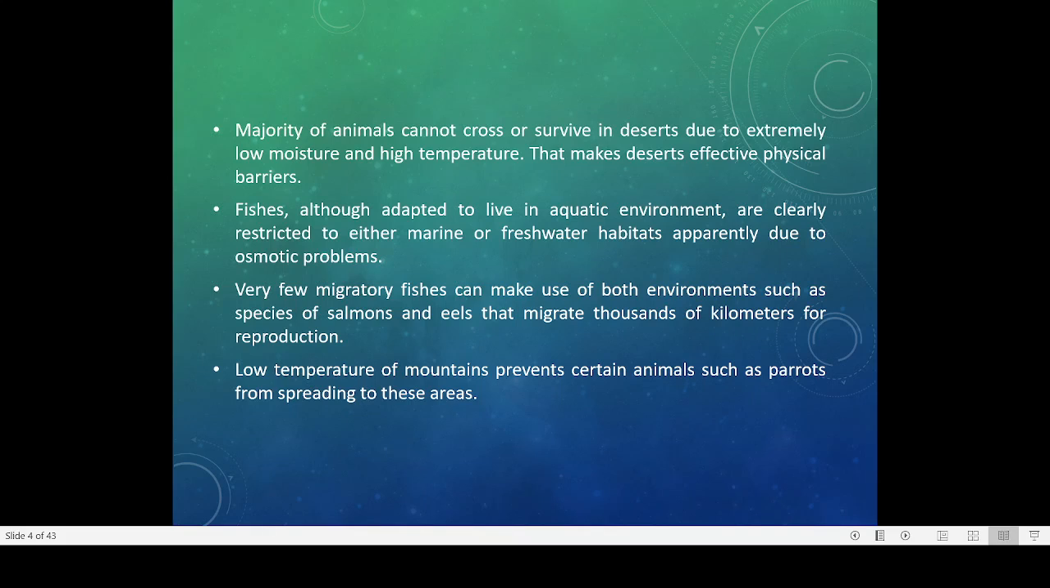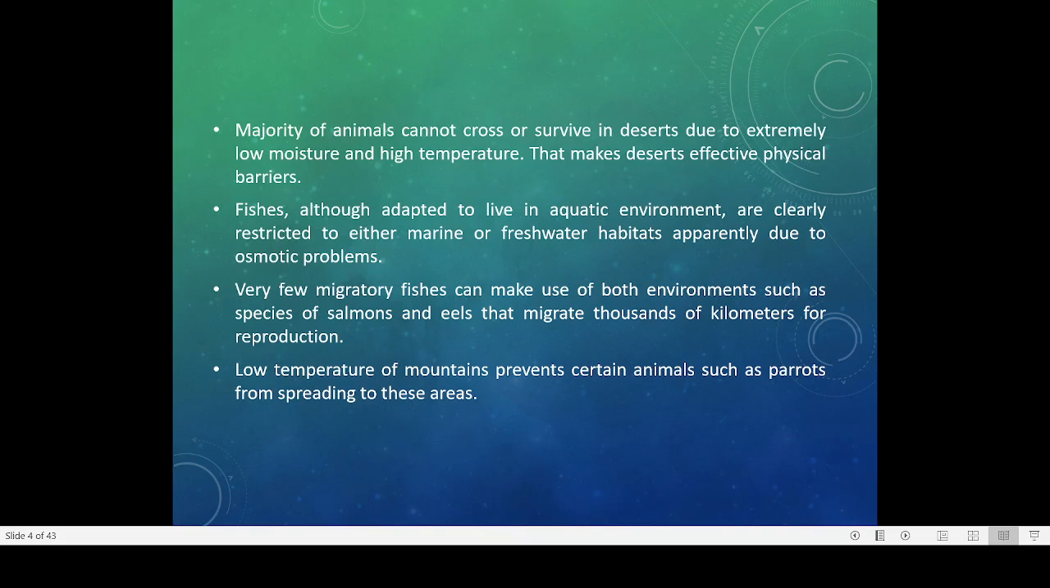Why is that? Animals which are adapted to live in an area like Kerala, if you take an animal living in Kerala or in many other parts of India to a desert like the Thar Desert or Sahara Desert or Arabian Desert, they will die there because they are not able to tolerate very low water content. So that is a problem.